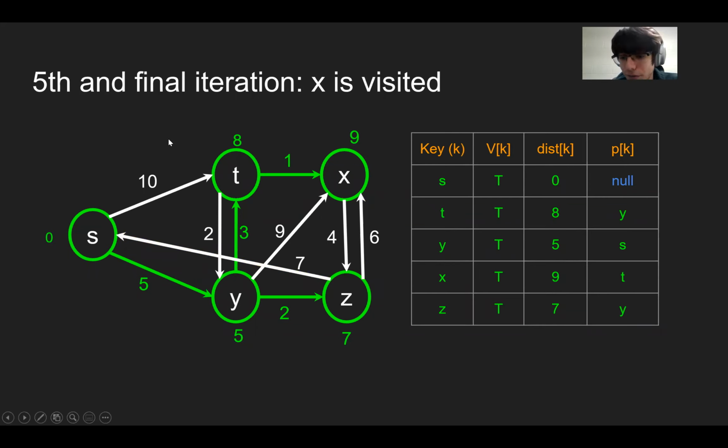But yeah, after the 5th iteration, we visited everything, so we're done. So what we know now is the shortest path to get from S to T, for example, is 8. From S to Y is 5, S to X is 9, and S to Z is 7. We can actually reconstruct the path too, but we'll get to that in a minute.